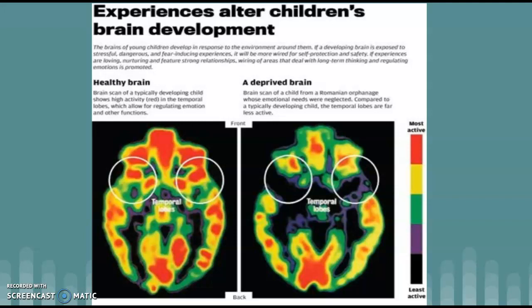This is a really common graphic that I'm sure you've seen before when looking at the experiences that alter children's brain development. This is looking specifically at the temporal lobe. On the left, you can see a healthy brain where a child's needs were met, and it's a really active and healthy temporal lobe. Then you see a deprived brain on the right side, where a student's needs were not met and there was a lot of neglect, and so it is far less active and developed.